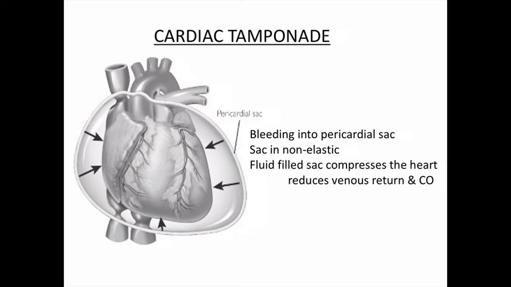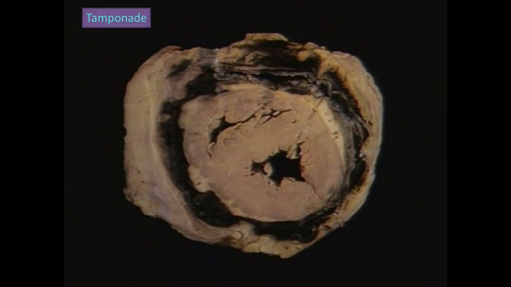This is a nice visual of the tamponade. So you get bleeding into the pericardial sac through a hole in the heart. And of course, the pericardial sac is not stretchy at all. It's not elastic. And so as fluid fills in the pericardial sac, it doesn't stretch, and instead it pushes on the outside of the heart as well. So that decreases venous return, which would then decrease cardiac output. So you can see how that would get pretty ugly pretty fast.